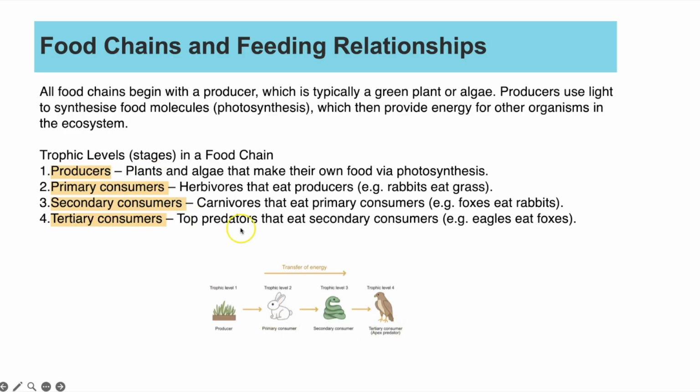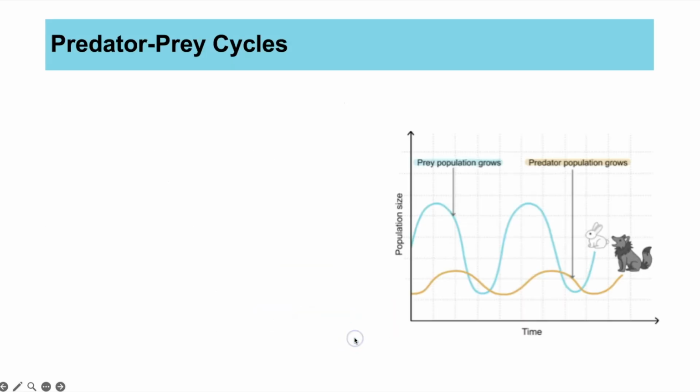Now, the primary consumer will always be a herbivore, because that means it must eat plants. Your secondary consumer would be a carnivore because it's eating an animal, and the same thing with your tertiary consumer. And this one's also known as the apex predator because it means it's the last predator in the chain. Apex means at the top. So this is our top predator.